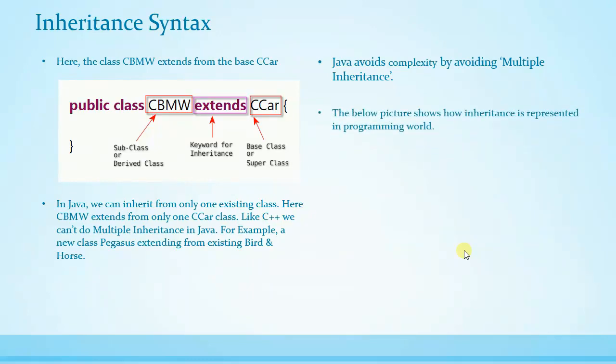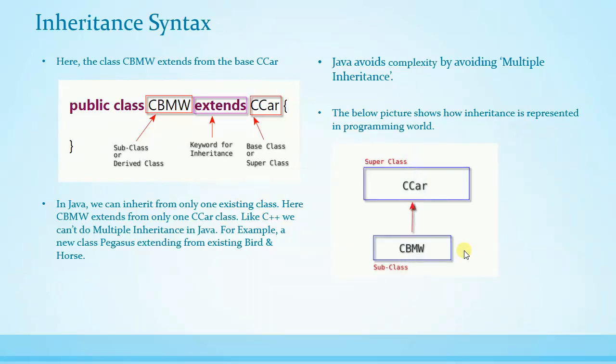The below picture shows how inheritance is represented in the programming world. So if you see, there are two boxes. One is CCar and the other is CBMW. The topmost class is the superclass, and the bottom one is the subclass. The pointing arrow tells that CBMW is extended from CCar.